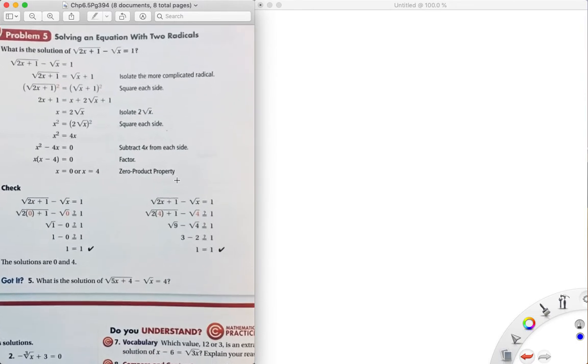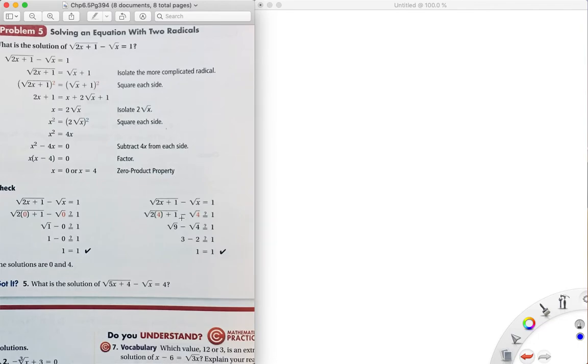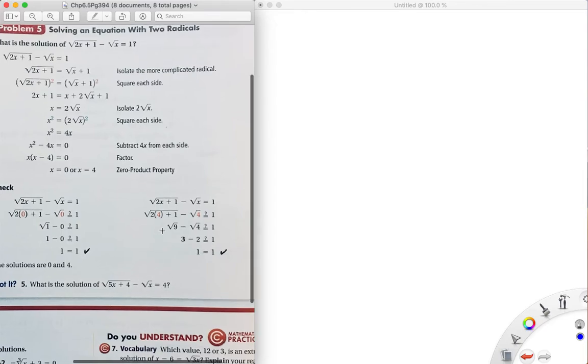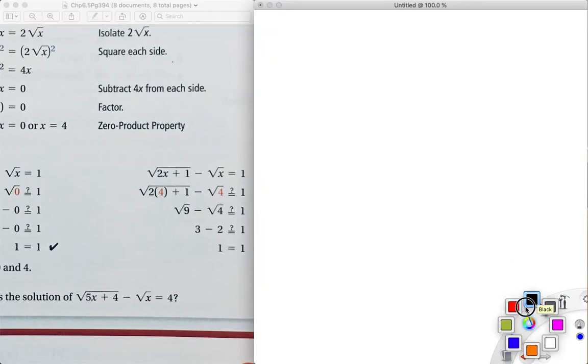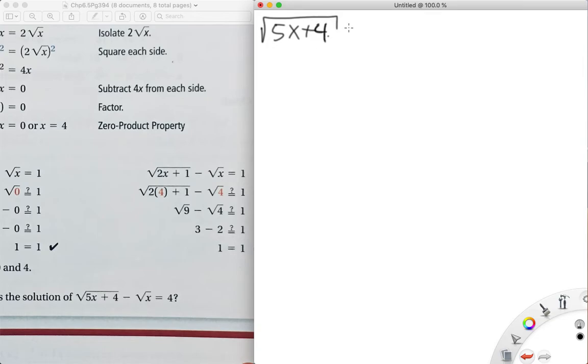Alright, so when you have two radicals, we don't want them on the same side of the equal sign. We're going to isolate them both and then square, and sometimes we have to square twice, sometimes three times. But in this case, we'll probably have to square two times. So the square root of 5x plus 4 minus the square root of x equals 4.